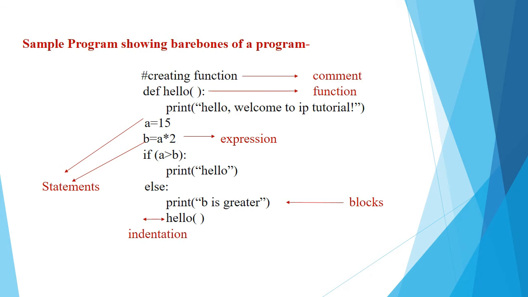Here you can see we have given an indentation. Whenever you use indentation, you are going to create some blocks. In else you can see we have indented two lines. So print b is greater and hello, again we are calling this function. These two lines are being used as a block here, and it is the block of this else statement. You can see the indentation there, a certain gap. Whenever you create any block, you need to use indentation, so that a certain set of statements will lie inside a particular statement. So these are the bare bones of a Python program.